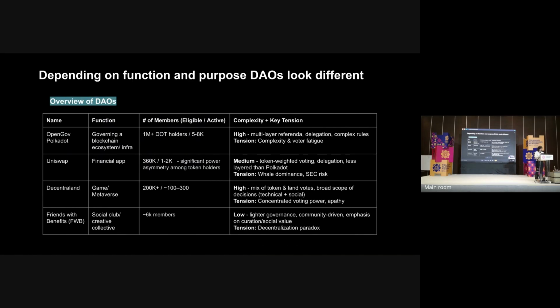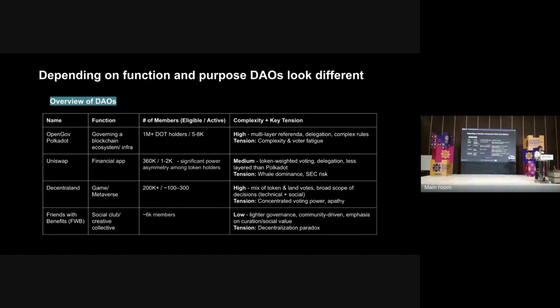And then we have Uniswap. What high complexity also means is voter apathy, right? If it's complex, maybe I'm less motivated to participate, and that's a downside. Uniswap is a financial app, a different use case, with 360K UNI token holders and around 1 to 2,000 actively voting and participating. In this system, we have a significant power asymmetry among token holders, and that's rooted in its structure and the way they're handling it. So the complexity is medium. It's a bit more deterministic. You have 1 token equals 1 vote, which is the same in Polkadot, but Polkadot has a lot of layers and complexity, which tries to distribute the power dynamics a bit more.